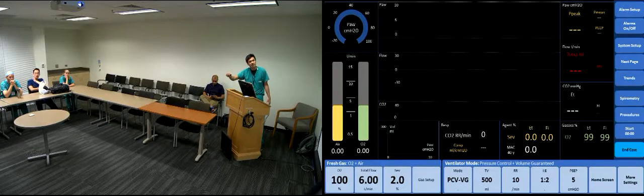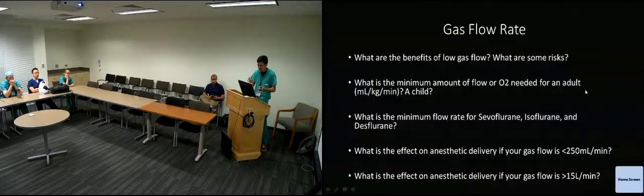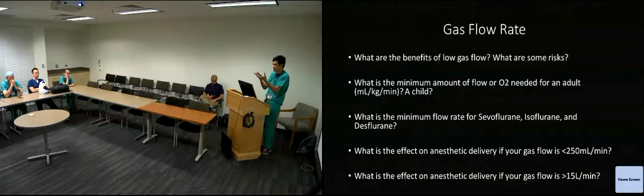As you can see, it's split, and the split is determined by what you set your total flow to. If you set it to 6 and it's 50-50, you'll have 3 liters on both sides, okay? So let's talk about that. What are the benefits of a low gas flow rate? What are some things you think might be beneficial to the patient of going low flow?